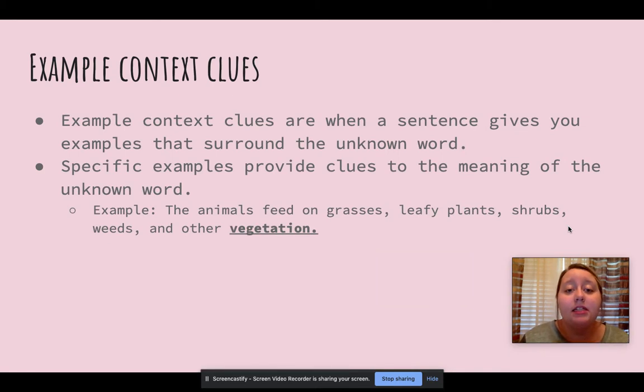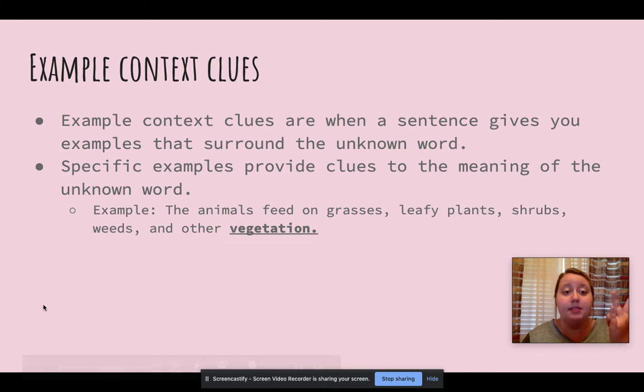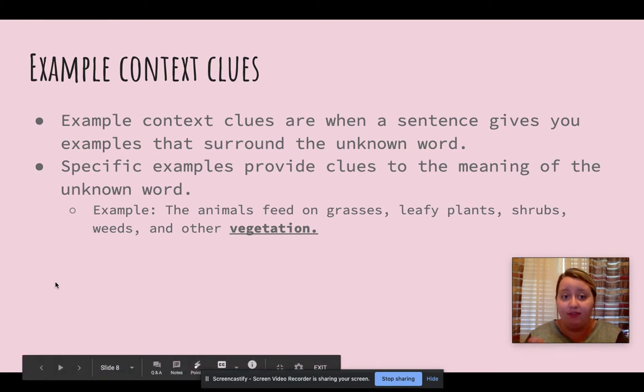And example context clues. So example context clues are when a sentence gives you examples that surround the unknown word. So that's when they give you multiple examples of that word. So if you look at our example sentence down here, it says the animals feed on grasses, leafy plants, shrubs, weeds, and other vegetation. So we know that that underlined word, vegetation, means grasses, leafy plants, shrubs, and weeds. It's just another example of that, okay?